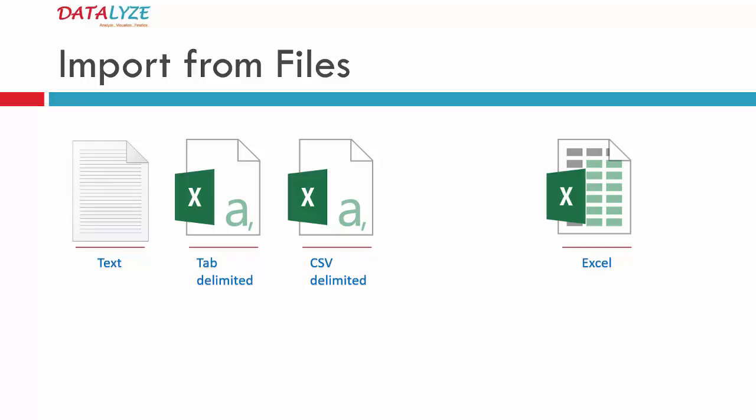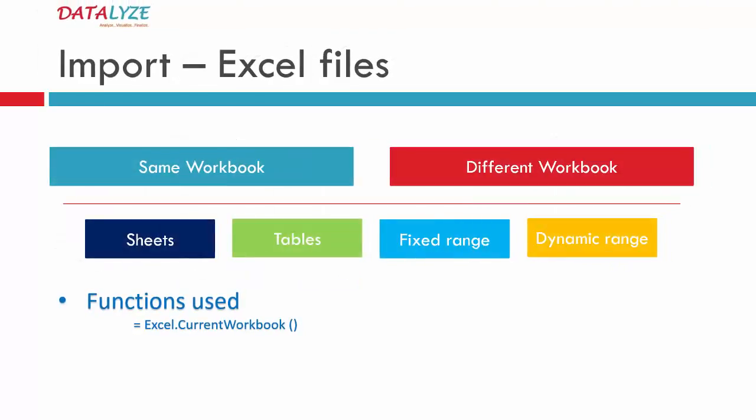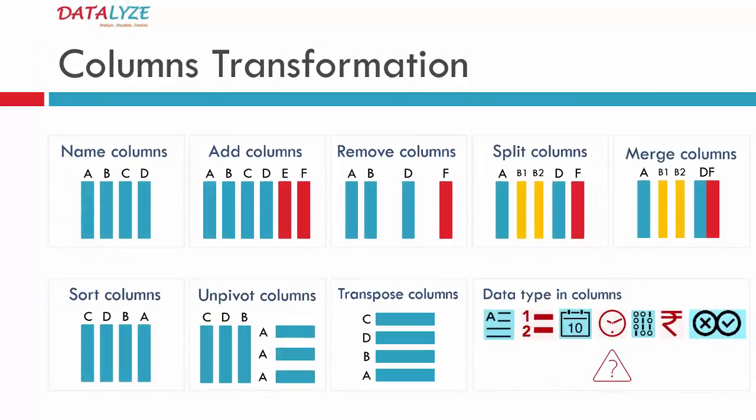We will start, as a first step, importing different files: text files, tab delimited, CSV delimited and Excel files. Here we will see examples of importing data from within the same or different Excel files using Power Query. Now, what are the main things that can be performed on each column of data extracted will be explained over here, like adding columns, removing, splitting or merging columns. One of the most important features for a regular Excel user will be unpivot columns.